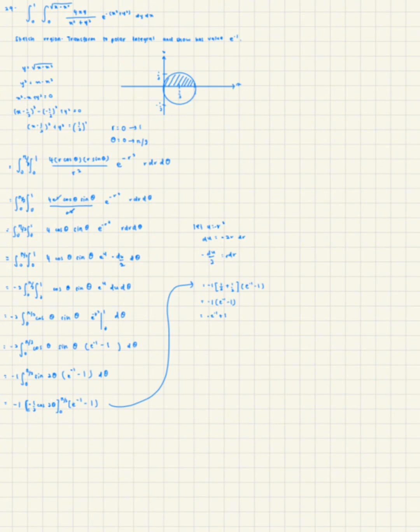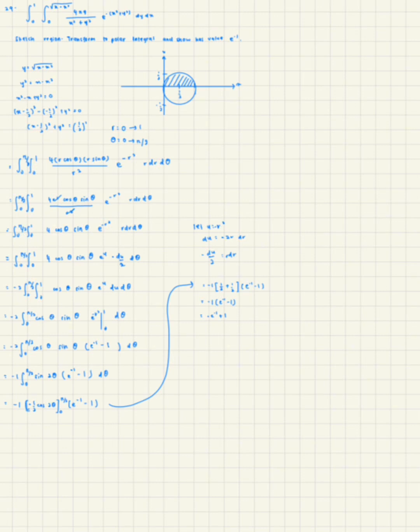Then we integrate the theta part. We get negative 1 in brackets negative 1 over 2 cos 2 theta. Then we plug in the limit 0 to pi over 2. We get negative 1 in brackets 1 over 2 plus 1 over 2.